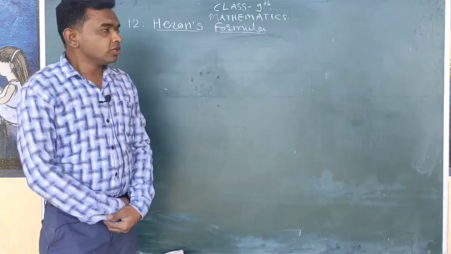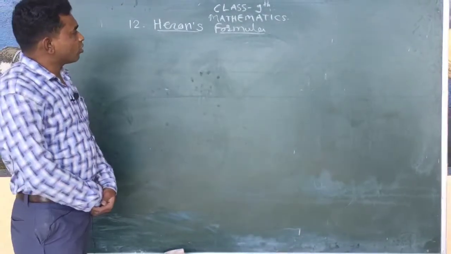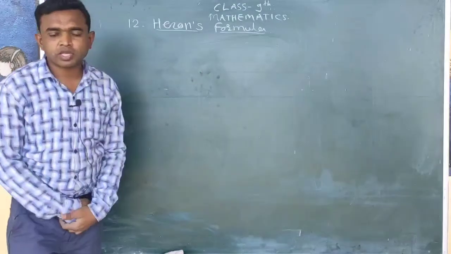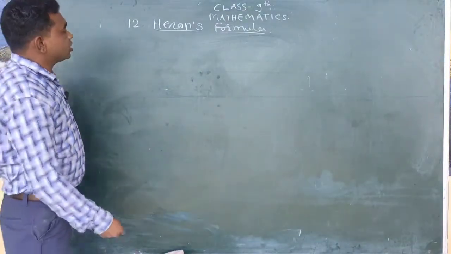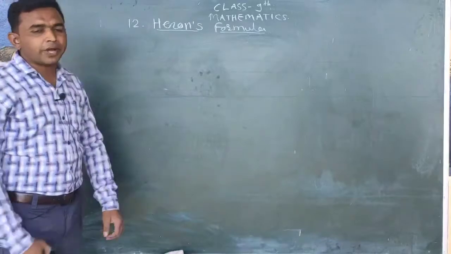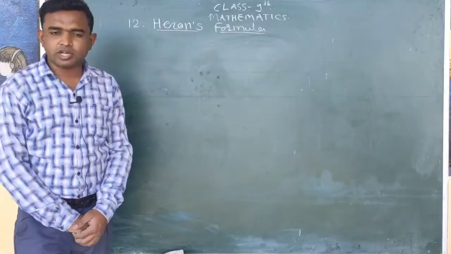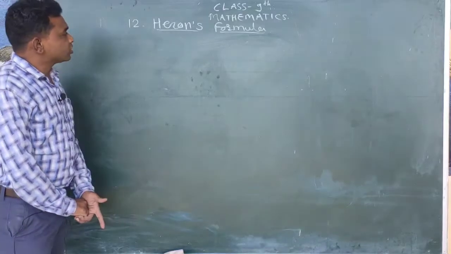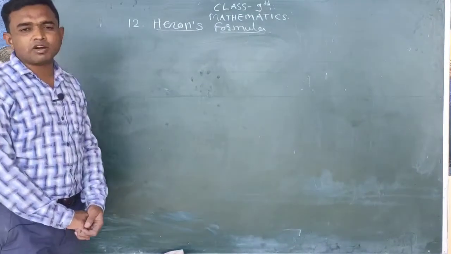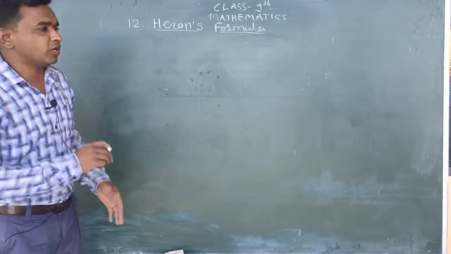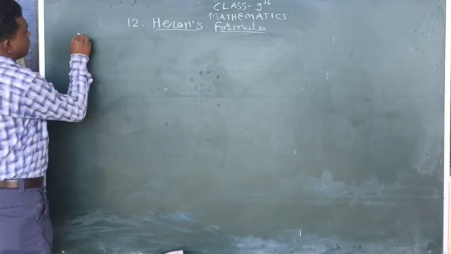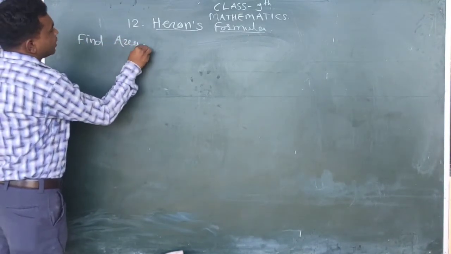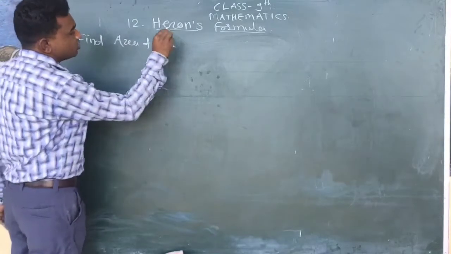Dear students, today we are going to take the mathematics chapter number 12, Heron's formula. This Heron's formula is used to find the area of a triangle. In the previous classes, you already studied this concept of finding the area of a triangle by using the traditional formula.